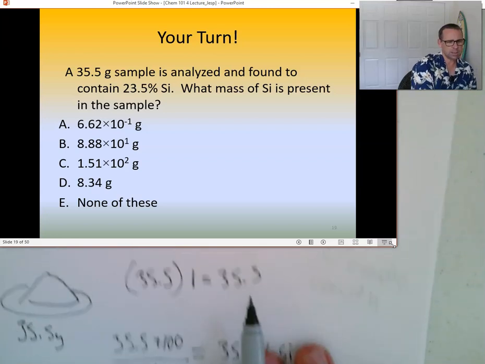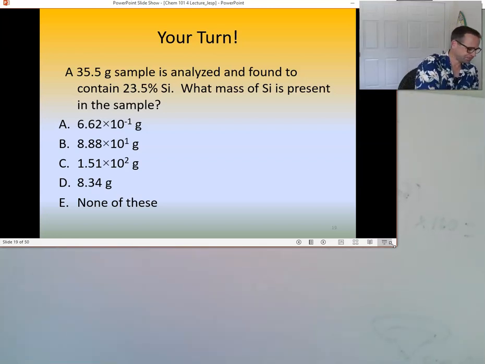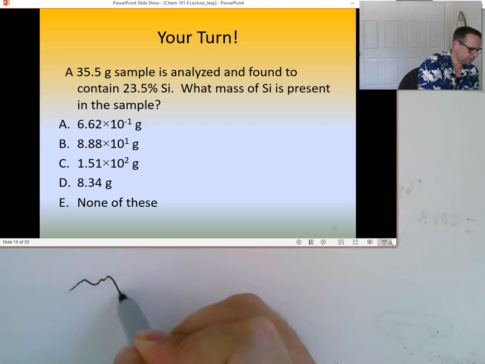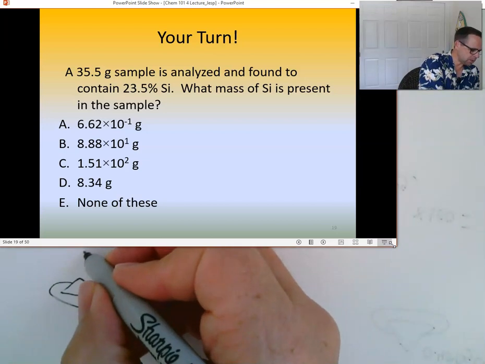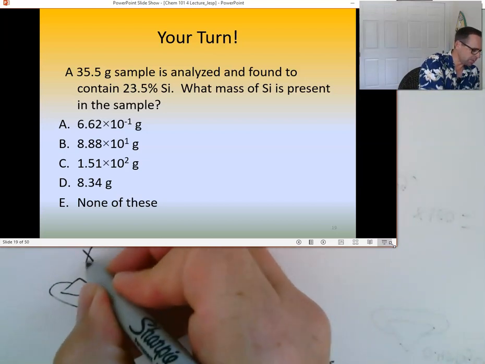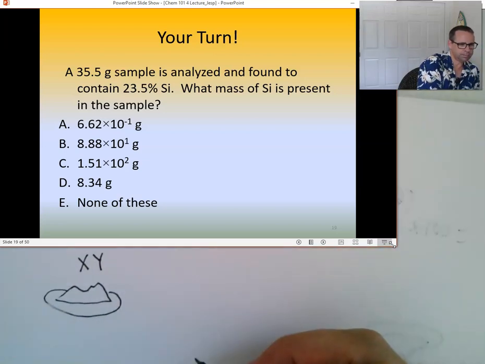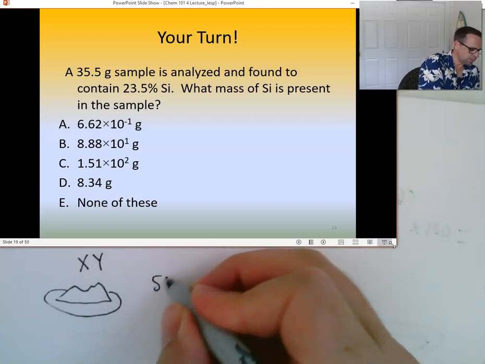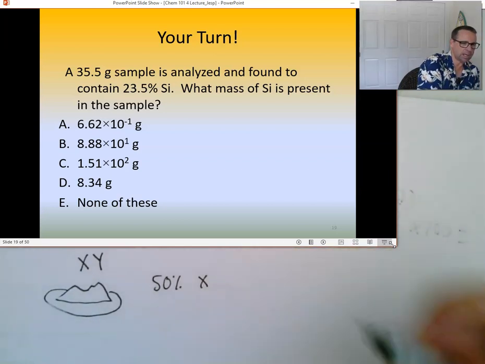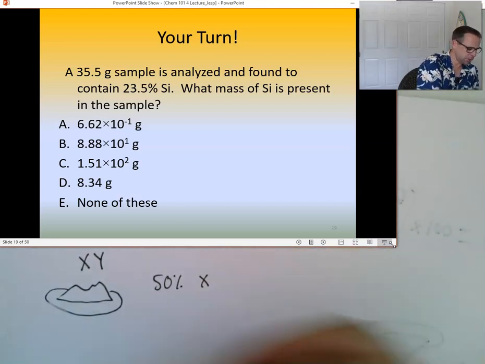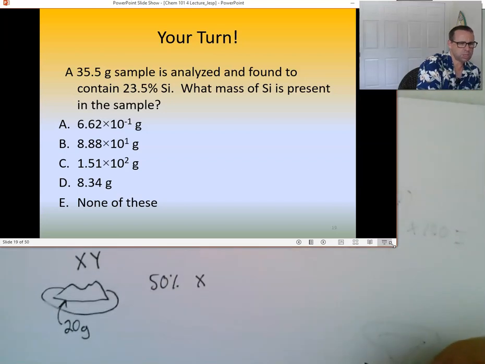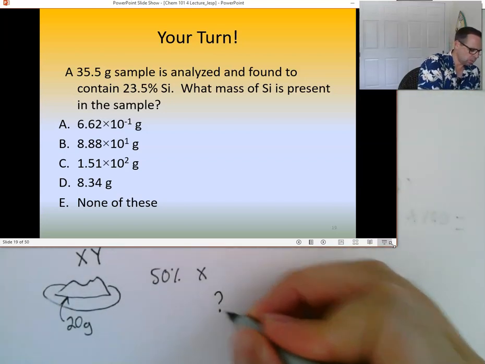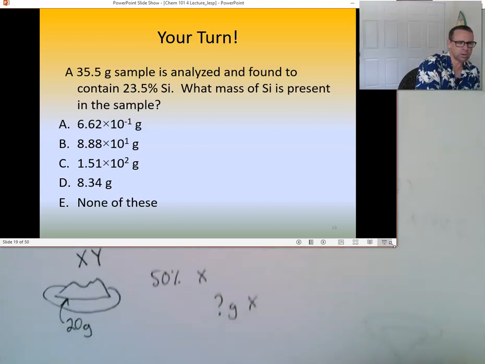What if it was, let's do a different example here, okay? Here's a pile of a different material. And this material is made up of X and Y. All right? And we'll say 50% of it is X. And the mass of this material is 20 grams. And I want to know how many grams of X are in this material.